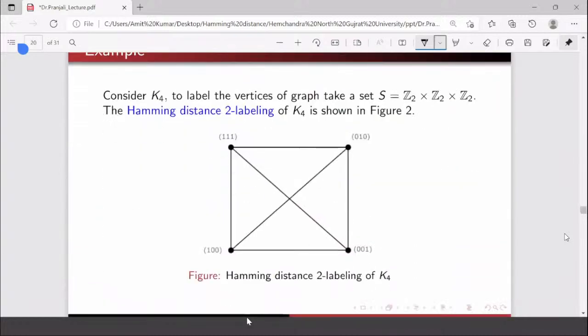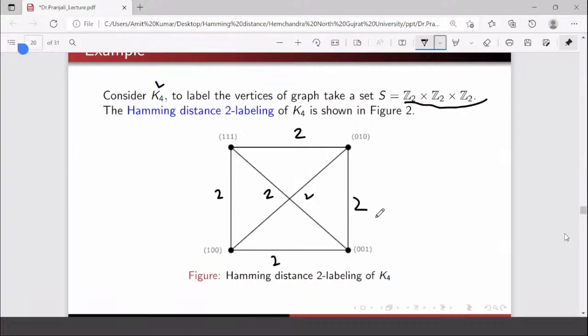Now, another example, the complete graph K4. There are 4 vertices, all mutually adjacent. Now I am going to use Z2 to the power 3. So this is 1, 1, 1, and this is 0, 1, 1. We can see that the first and third tuple are different, so the Hamming distance is 2. Here also, the second and third tuple are different. Similarly, all are at Hamming distance 2.